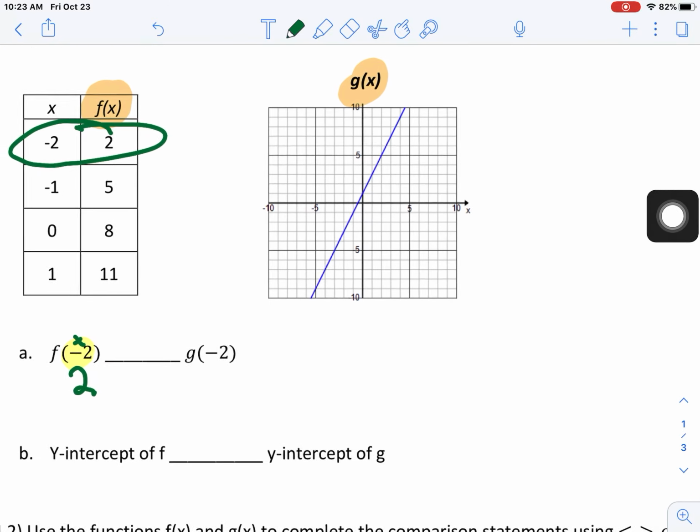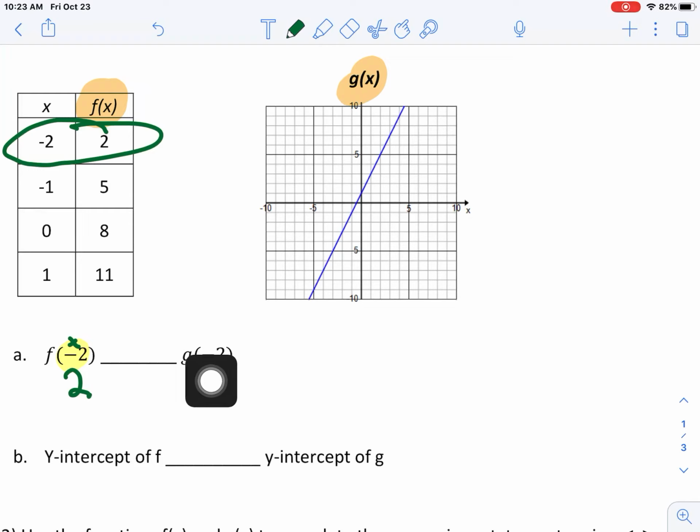Now, for g, this looks a little bit different, but we're still looking at the input of negative 2. So remember that this negative 2 is your x value. So find negative 2 on the x-axis. It's right here. And from there, you just go up and down to find your line. And here, this is the point negative 2 comma negative 3. So when x is negative 2, the y value is negative 3.